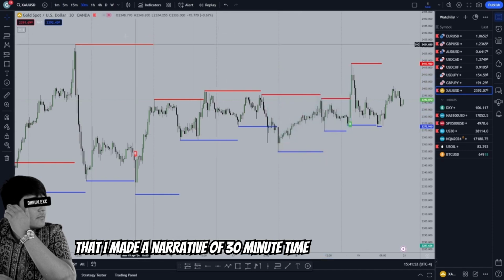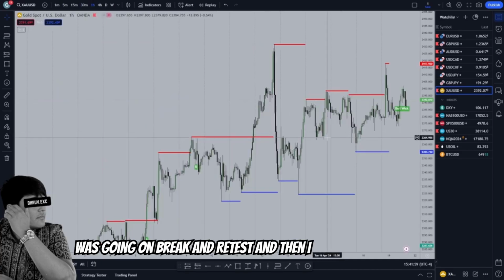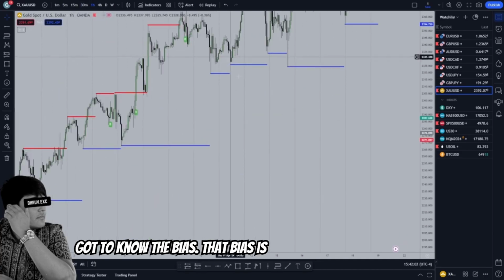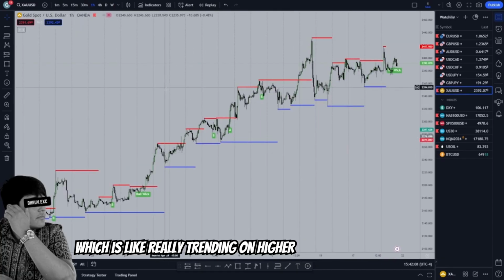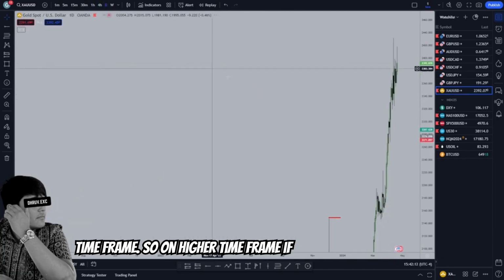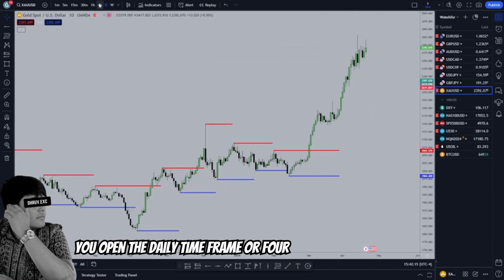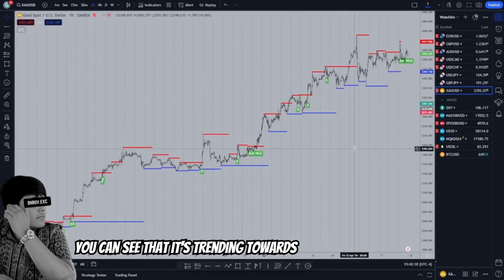The thing which I'm trying to say is that I made a narrative from the 30-minute time frame. I saw on the 1-hour time frame what was going on, break and retest, and then I got to know the bias. That bias is bullish, and on gold the bias is really bullish. So if you choose a pair which is really trending on a higher time frame, on the daily time frame or 4-hour or 1-hour time frame, you can see that it's trending towards the upside.